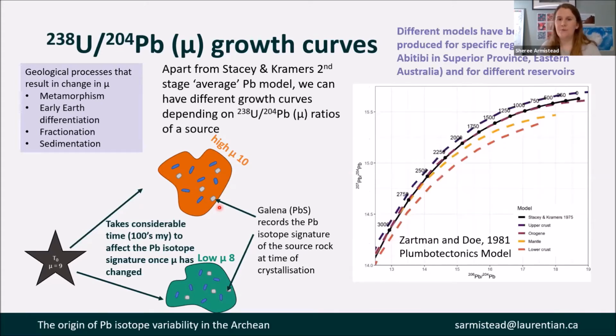There have been different models proposed for different regions that we can use. There's a model for the Abitibi region in the Superior Province, and there's one for Eastern Australia for the Cobar deposits. And then we also have different growth curves for different reservoirs. A popular one is Zartman and Doe 1981, the plumbotectonics model. Upper crust is generally anything with higher mu. We then have a mantle signature, which is a bit lower, and the lower crust is the lowest mu reservoir that we see.